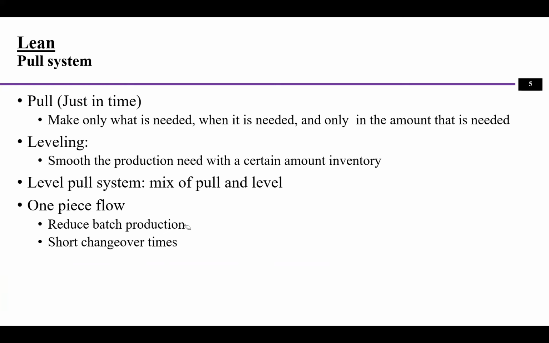Okay. All right. I just talk a little bit about the pull system. The pull system, there's also another term. It's called just in time. So just in time means we make only what is needed when it is needed, right? We probably don't want to store a lot of raw materials or store a lot of parts if they are not needed at a certain time, right?